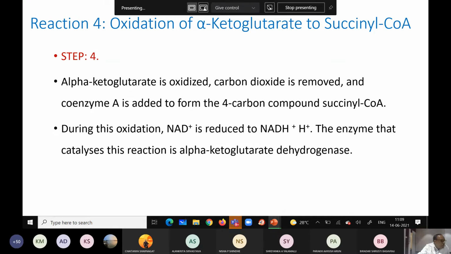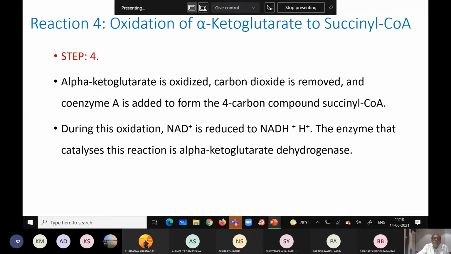And reaction number 4 it is, that is alpha ketoglutarate. It will be getting oxidized, and the carbon dioxide will be removed, and coenzyme A will be added, and there will be the formation of the product called succinyl CoA. Succinyl CoA is the one product that will be formed from the oxidation of the alpha ketoglutarate. Again here there will be the oxidation of NAD, which will be reduced to NADH.